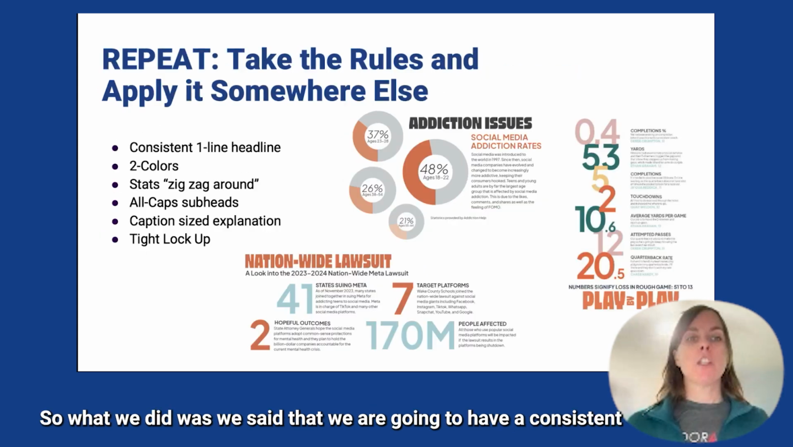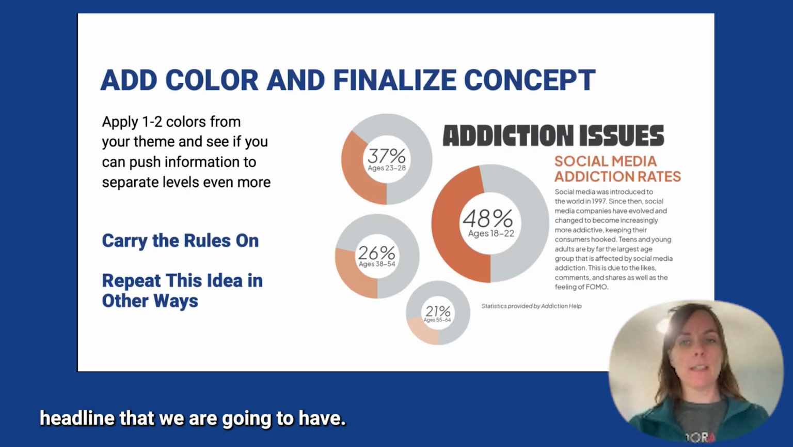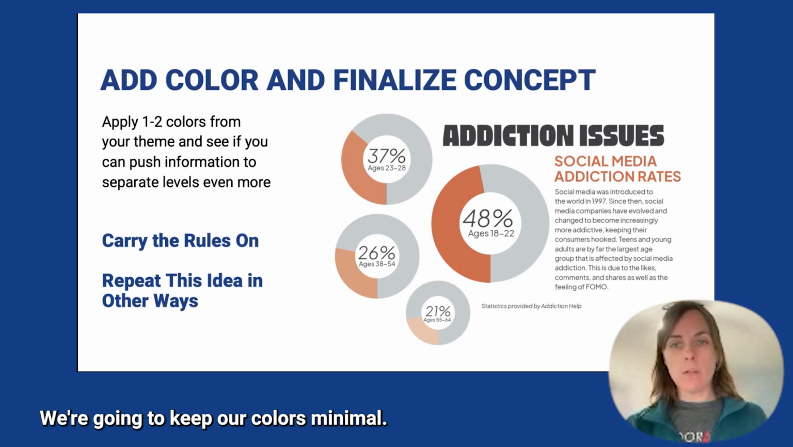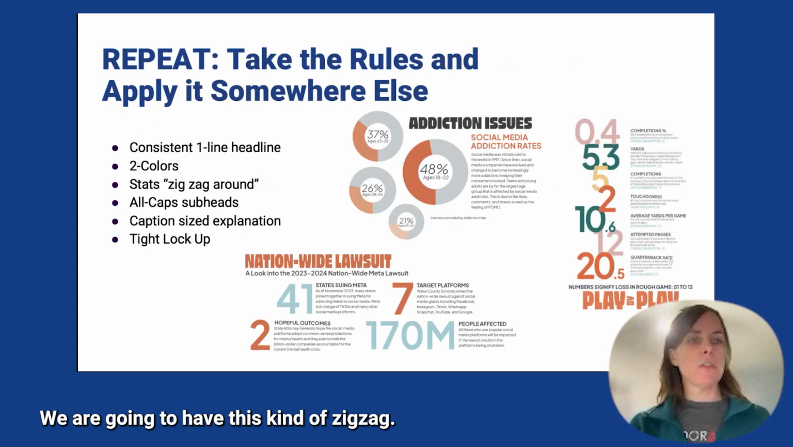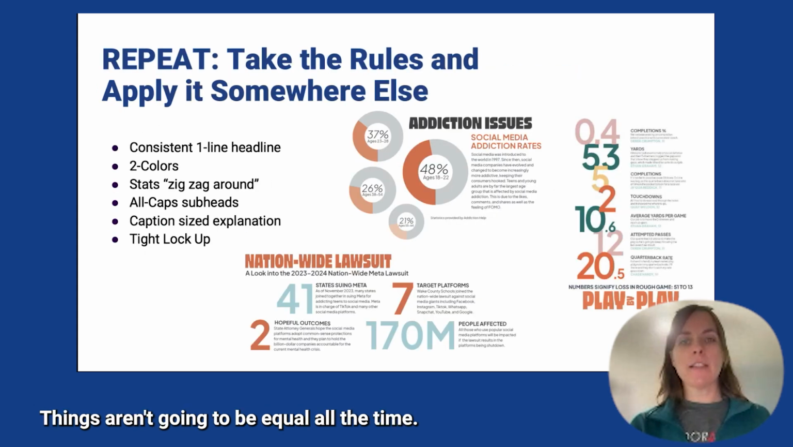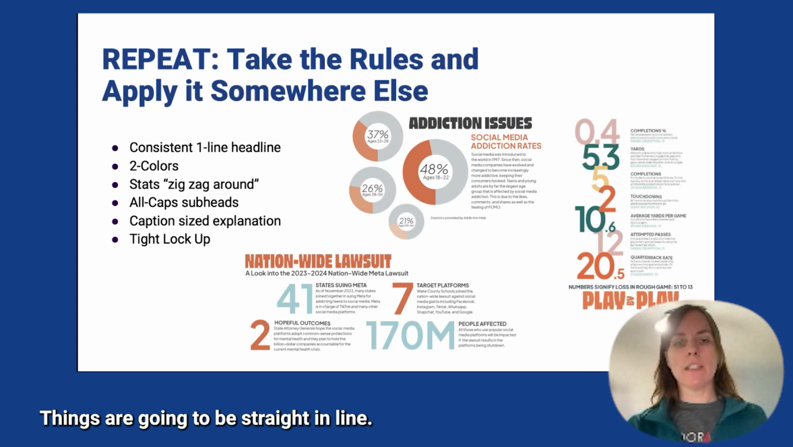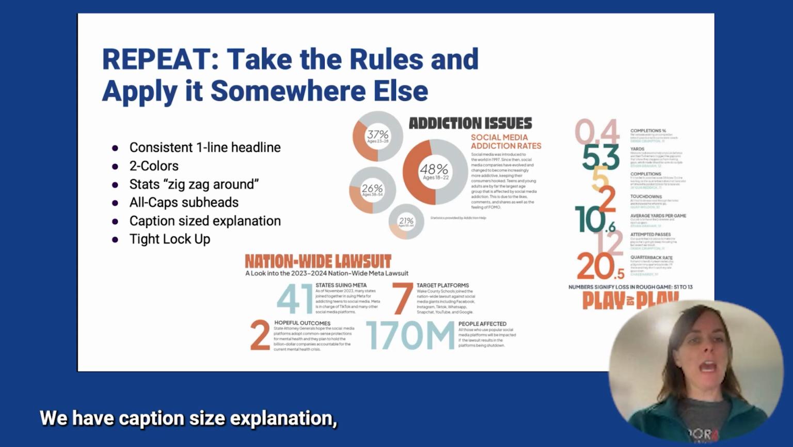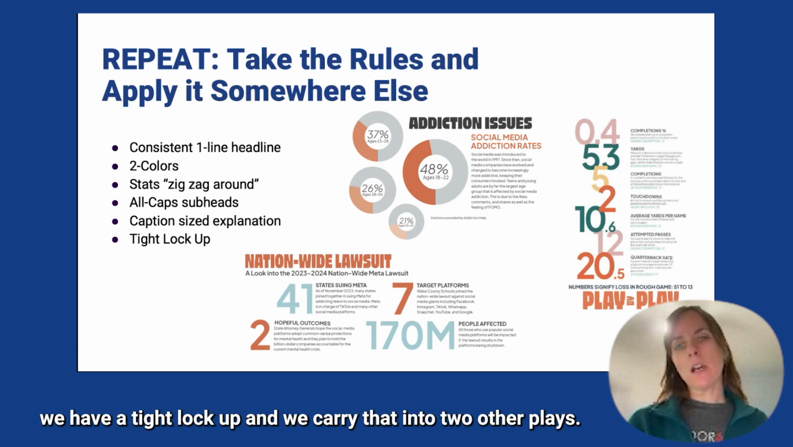So what we did was we said that we're going to have a consistent headline. We're going to keep our colors minimal. We are going to have this kind of zigzag. Things aren't going to be equal all the time. Things aren't going to be straight in line. We made all caps headers. We have caption size explanation. We have a tight lockup, and we carry that into 2 other plays.